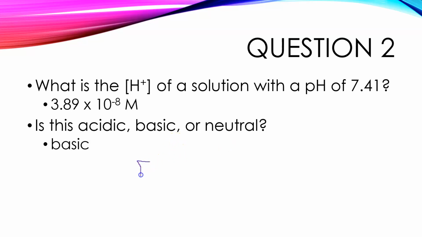Well, you use the formula that the hydrogen ion concentration, remember our brackets mean concentration, is equal to 10 to the negative pH, so in this case 7.41. Once again, I rounded to 3 sig figs here because I had 3 sig figs given to me in my problem.